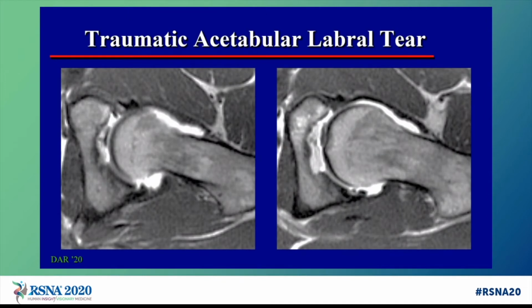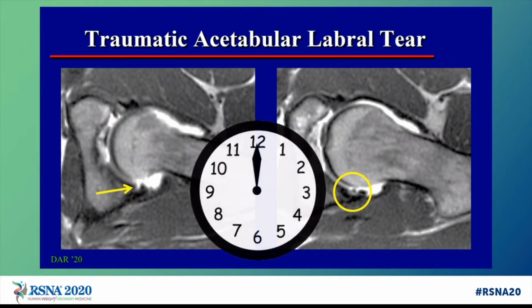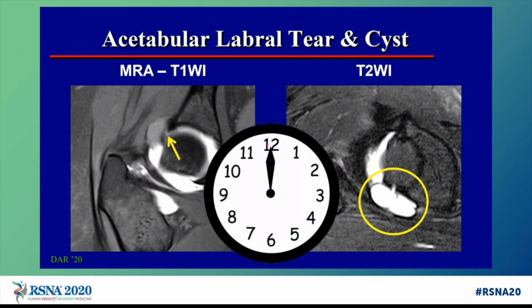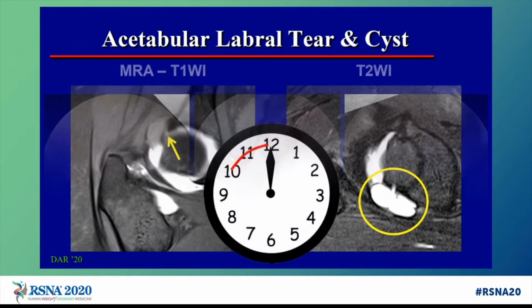Tears can also be traumatic. This one is posterior in a professional baseball pitcher and is associated with a chondral defect located at the posterior quadrant. And this one is located posterosuperiorly and also associated with a cyst occurring posterosuperiorly.